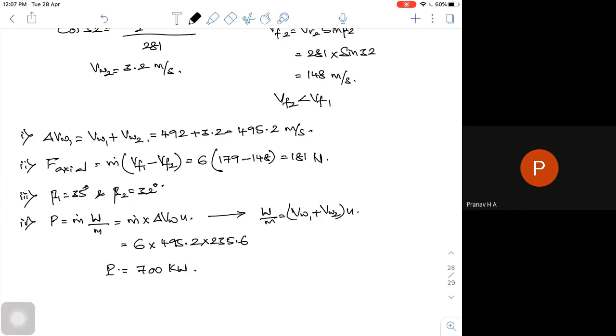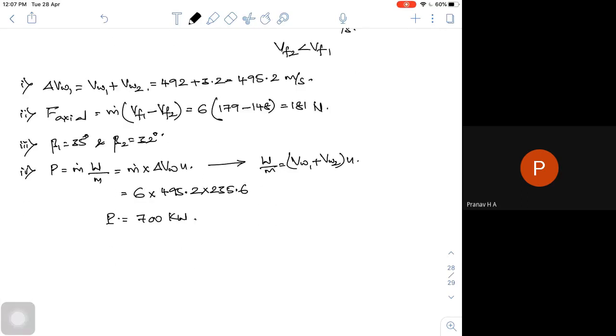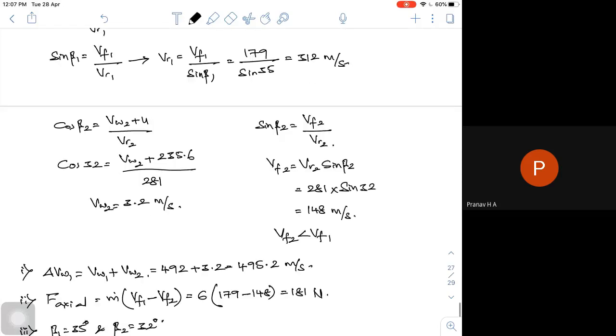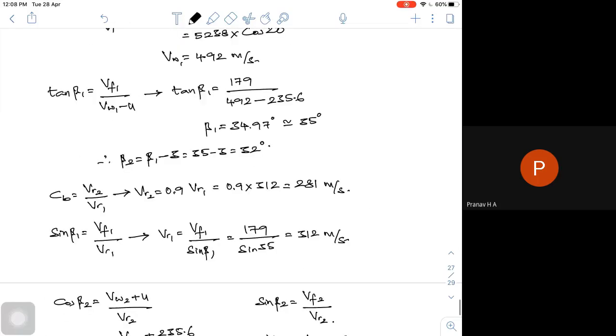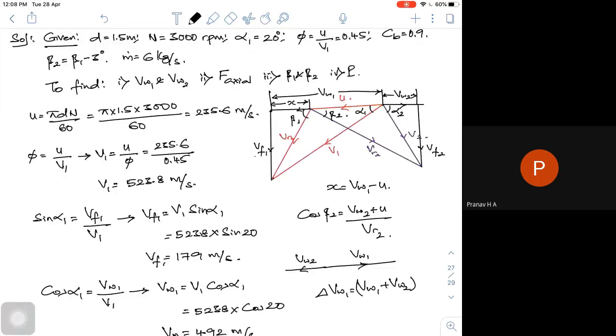If you want, you can find the stage efficiency. What is the stage efficiency? That's an extra thing. This will be the power divided by the energy available per stage, that is V square by 2g. You can substitute 700 into 10 to the power of 3 divided by V1 square by 2, and you will get the corresponding stage efficiency. Anyway, that is not asked in this numerical, but still you can find. This is the simplest of the simple impulse turbines which I have taken, and I have tried to solve this problem using only velocity triangles.